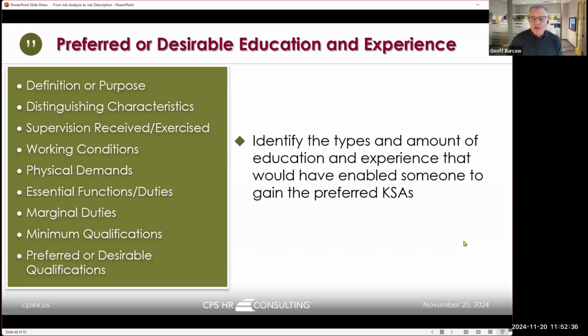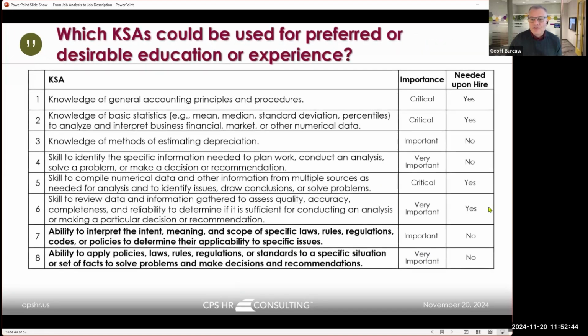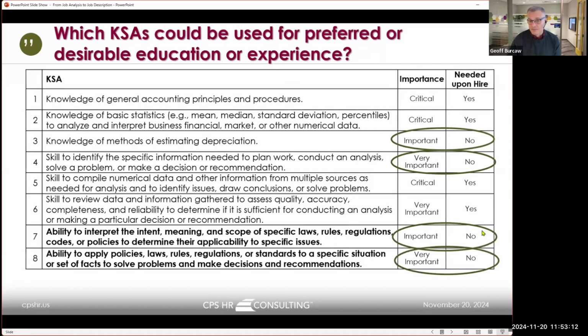So think about the types and amount of education and experience that would enable someone to have acquired that particular ability. Like I just said, we might say it's preferred to have ability to interpret laws, rules, and regulations. So we might say experience, not just ability to do that preferred, but experience. If we have someone who's got experience doing this, that would certainly be preferred for sure.